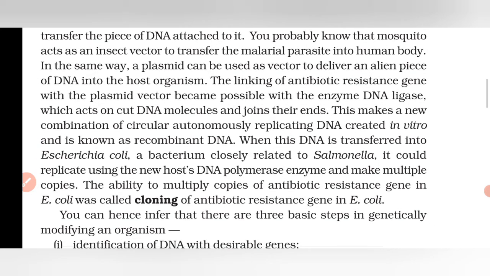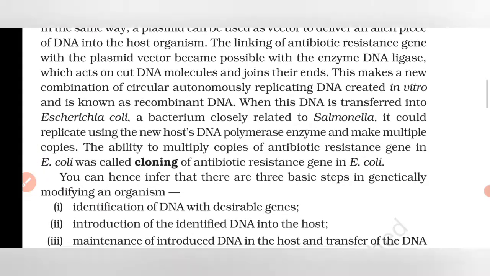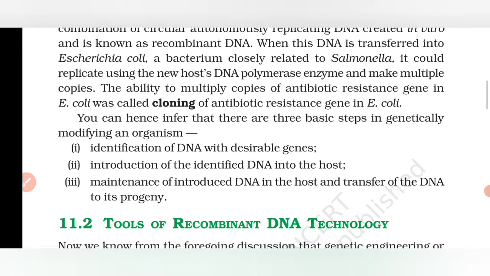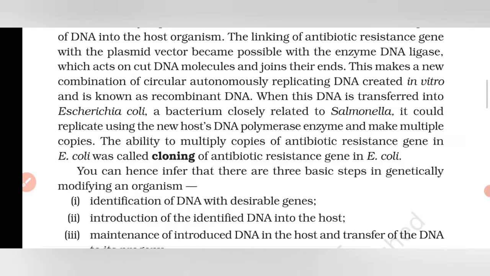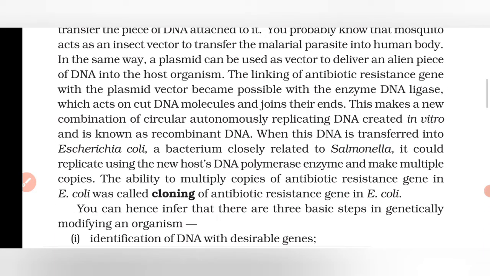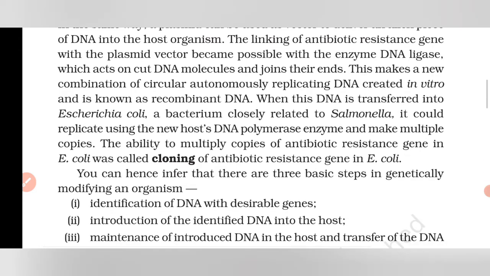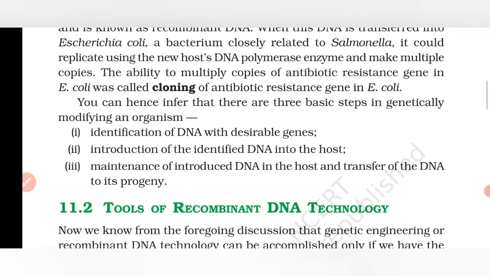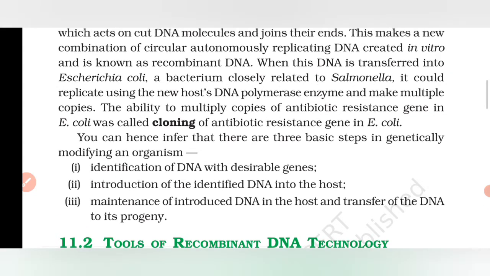So now we'll go to this part. This ability to multiply the copy of the antibiotic resistant gene in E. coli, that is, Escherichia coli bacteria, was called cloning of the antibiotic resistant gene in that bacteria. That is, when this plasmid having that antibiotic resistant gene was introduced into the E. coli, it showed resistance to the antibiotic. Actually, E. coli doesn't have any such antibiotic resistance gene in it.